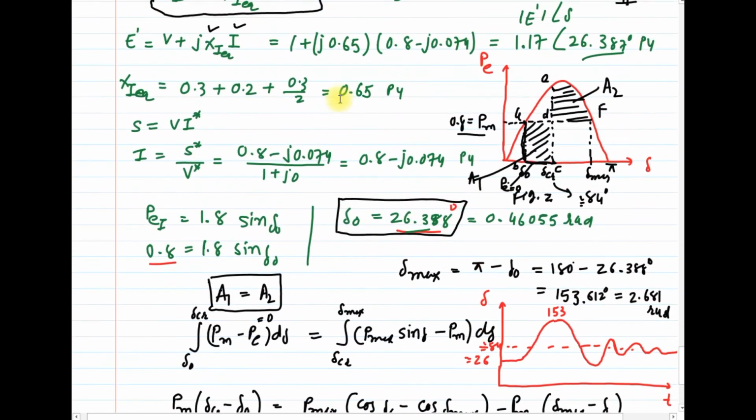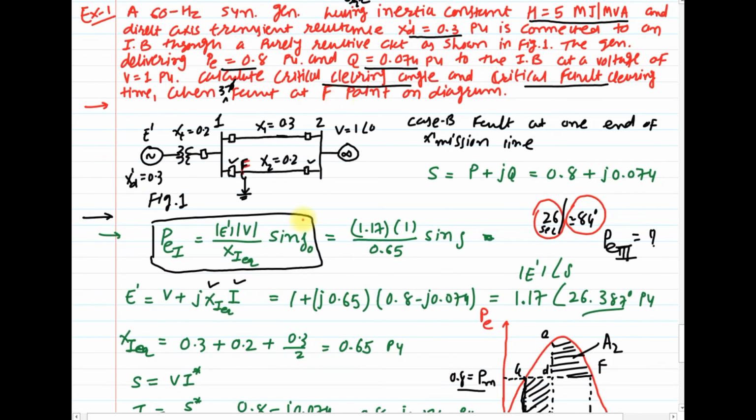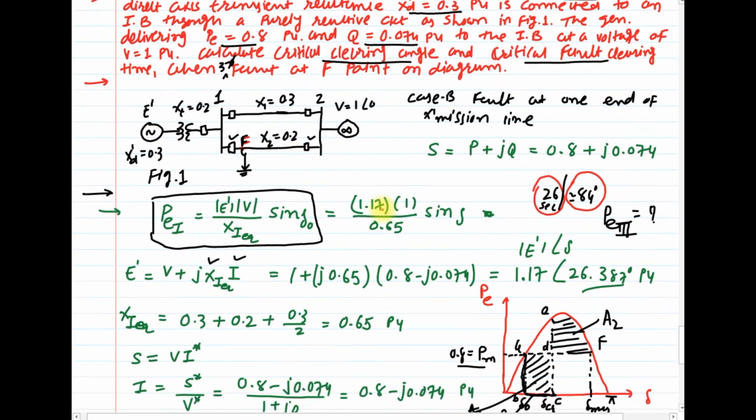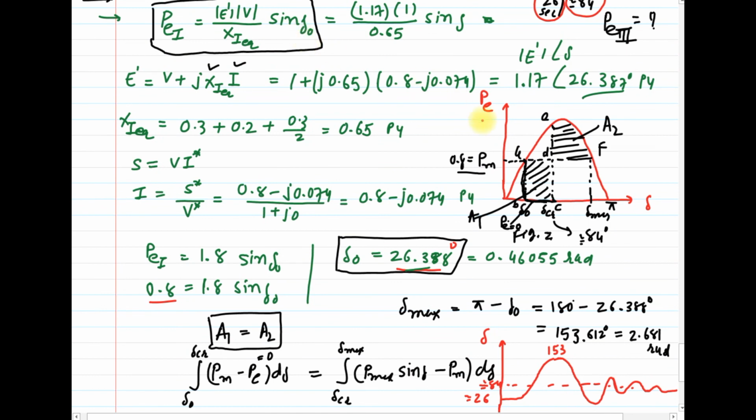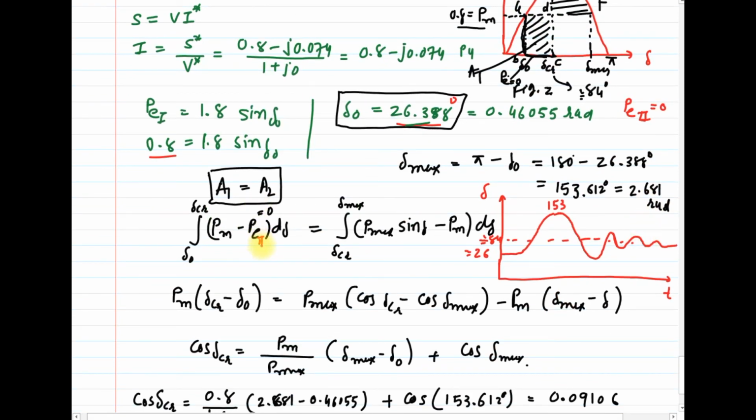Clear? In the next session we will calculate the example where the fault occurs at the middle of the transmission line. I hope you are clear up to this. Here we have just applied the theory. From this equation we have drawn the P delta curve for the normal operating condition, and we know very well that if the fault occurs at the end of the transmission line, then this power transfer PE2 will become 0. That is what we have considered over here.